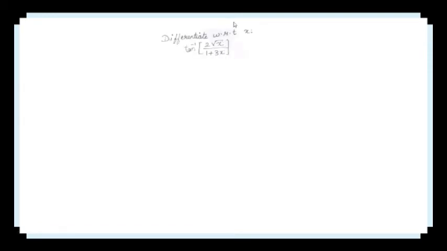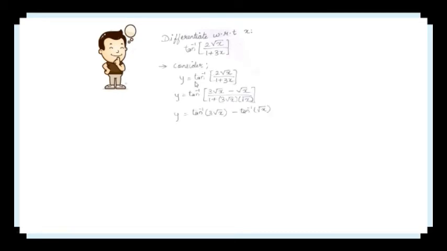Differentiate with respect to x tan inverse of 2 root x upon 1 plus 3x. So how will we do this? Again, we have to solve the bracket first. So consider y equal to tan inverse of 2 root x upon 1 plus 3x. So 2 root x I can write as 3 root x minus root x. Why? Because in the denominator I want 3x, and if you multiply it I will be getting 3x. 3 root x into root x will be 3x.